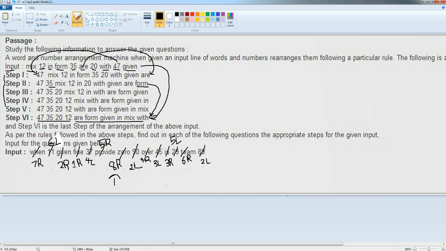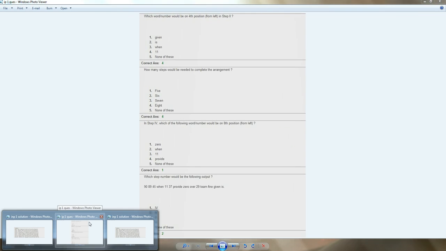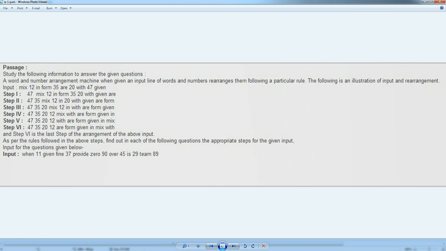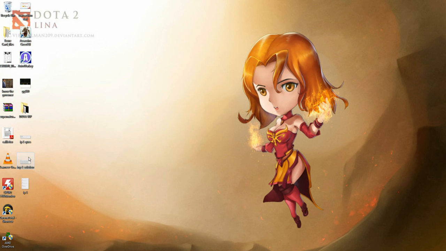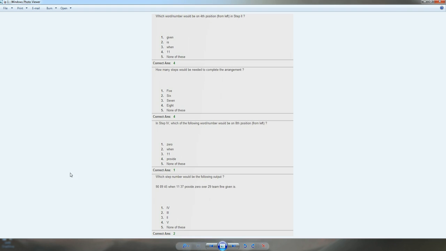Alright, it will be solved in 8 steps. Now I have some questions based on it, and the questions are: the first question is, which word or number would be on 4th position from left in step 2?